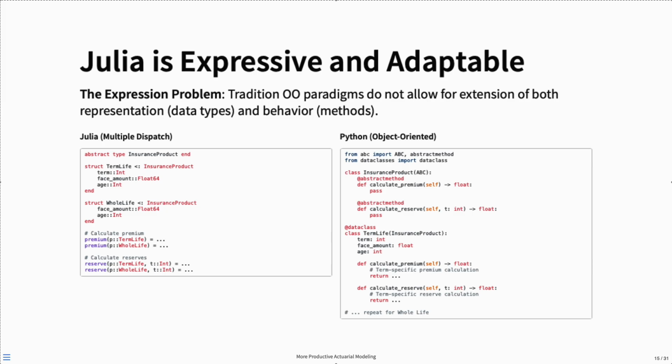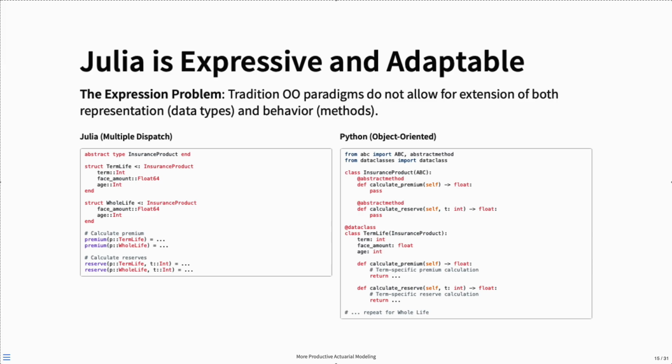This is another example which is a little bit technical, but serves to, I think, go into a little bit more depth about what makes Julia more powerful than some of the alternatives. What this is, it's termed the expression problem, where traditional object-oriented paradigms do not allow for the extension of both representation or data types and behavior, meaning methods. Generally, when you want to extend the representation or the behavior, modifying one can be easy, but then modifying the other can be very hard.